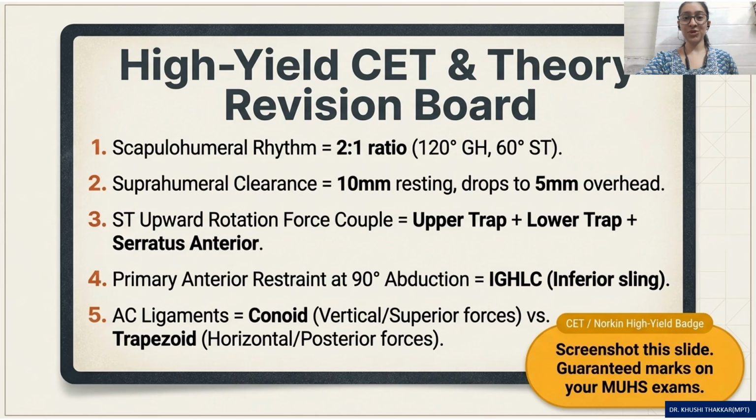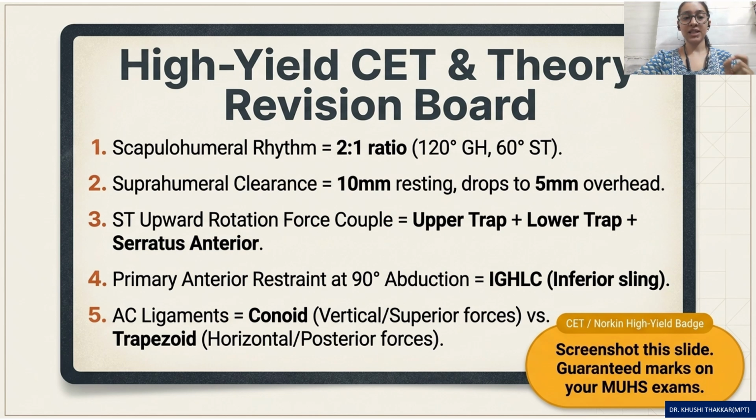Now I'll request you to just screenshot this slide because this is going to help you in your CET theory and revision. Scapulohumeral rhythm is a ratio of 2:1, that is 120 degrees of glenohumeral movement to 60 degrees of scapulothoracic movement. The scapulohumeral clearance of 10 mm at rest drops to 5 mm when overhead movements are performed, and this should be retained by the rotator cuff tendons.